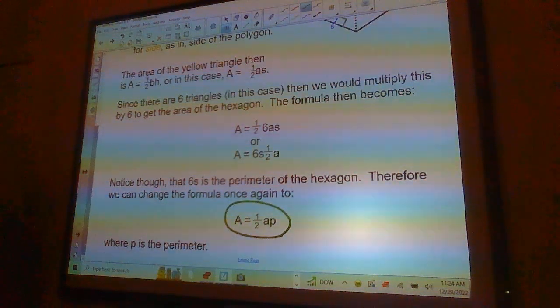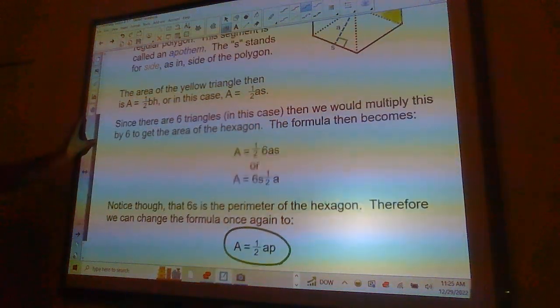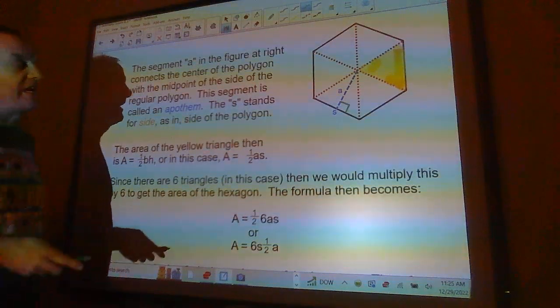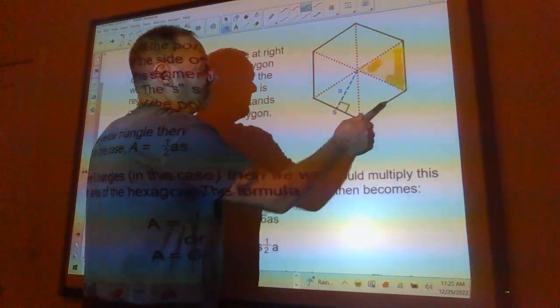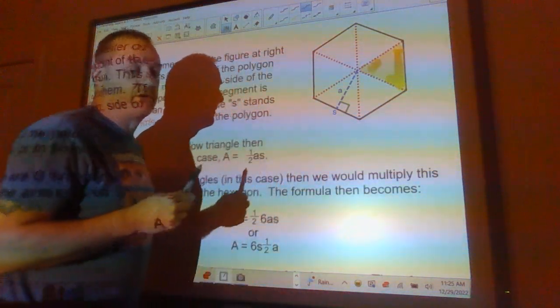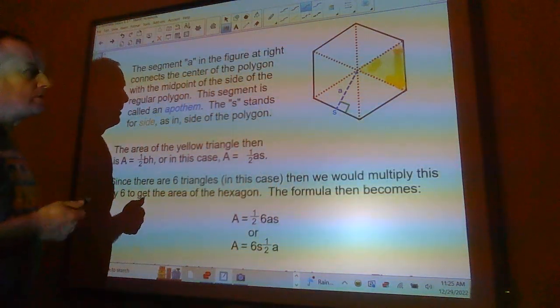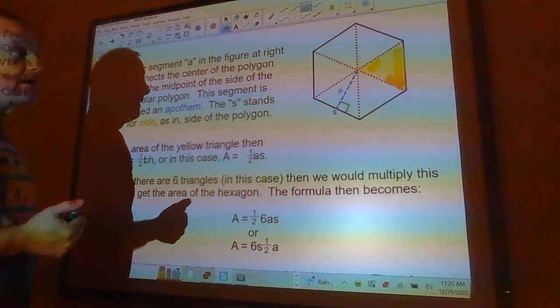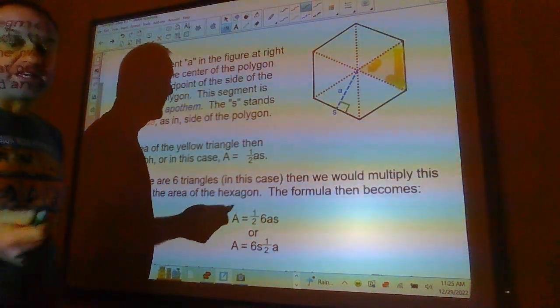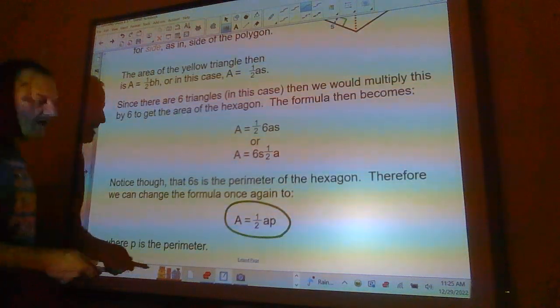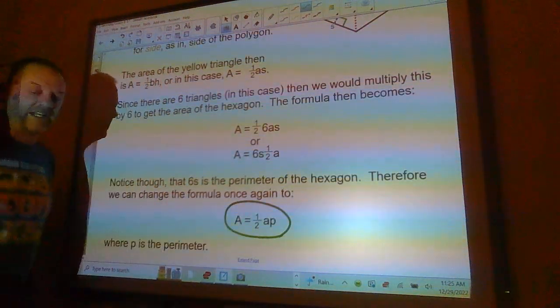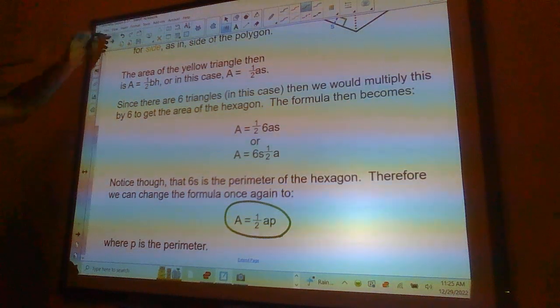Now, it doesn't matter how many sides you have. If I had 5 sides, it would work exactly the same way, and 5 times S would still be the perimeter of the pentagon. If it was a square, then it would be 4S. Again, that would be the perimeter of the square in that case. So this formula will work for any regular polygon.